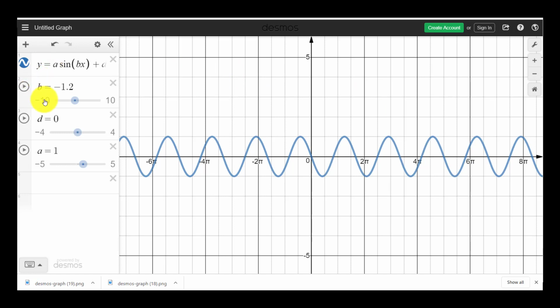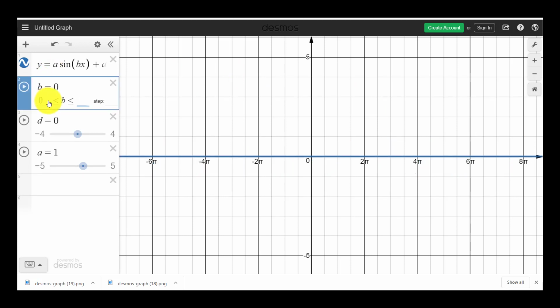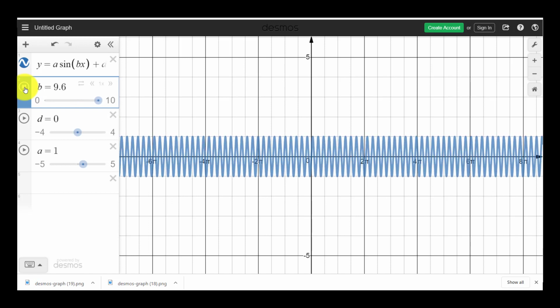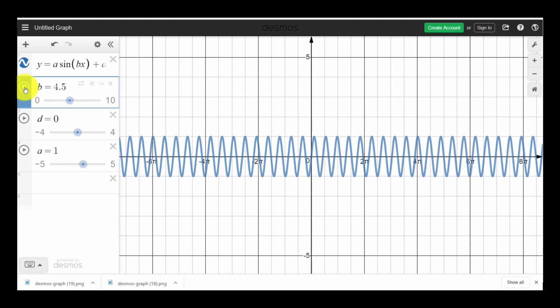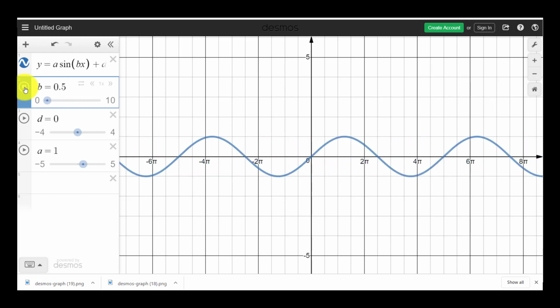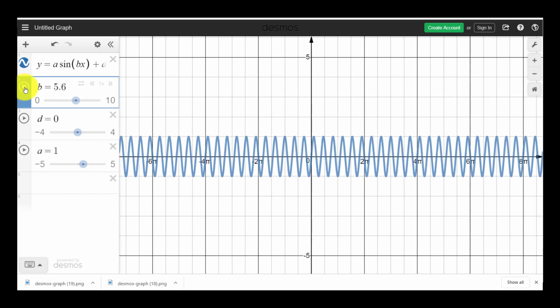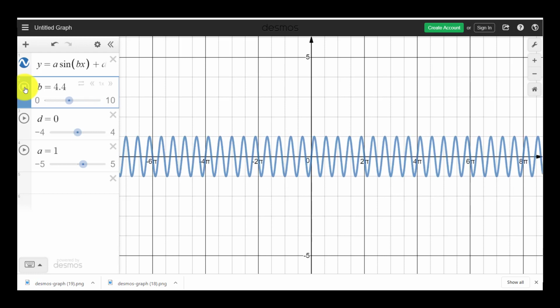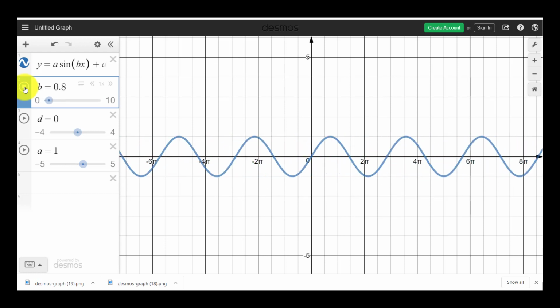So I'm going to cut out the negatives. I'm going to make it go from 0 to 10, and up in 0.1s again, and let's play it again and see what happens. So it's actually compressing, now it's expanding. Now that's interesting because as b gets smaller, it expands. As b gets larger, it compresses, which is kind of opposite to what we would expect typically.